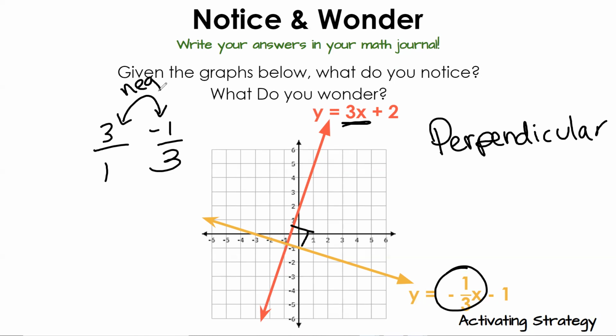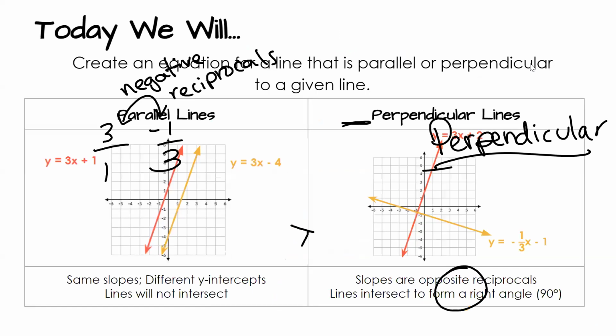reciprocals of each other. I would write this down. Negative reciprocals of each other. So perpendicular, they're going to be negative reciprocals. All right, so parallel is the same slope, and perpendicular is going to be negative reciprocals.